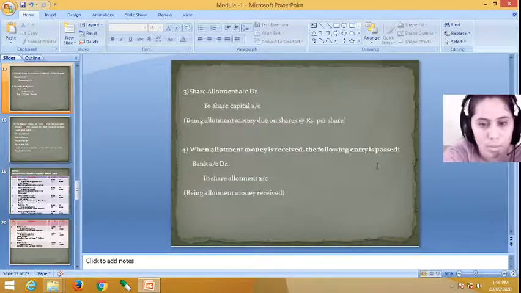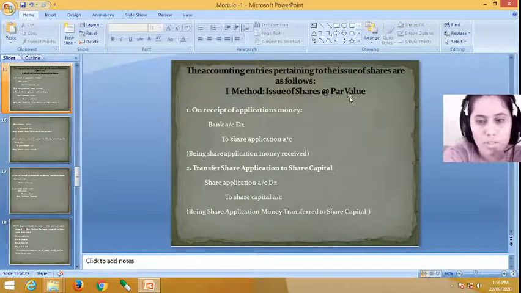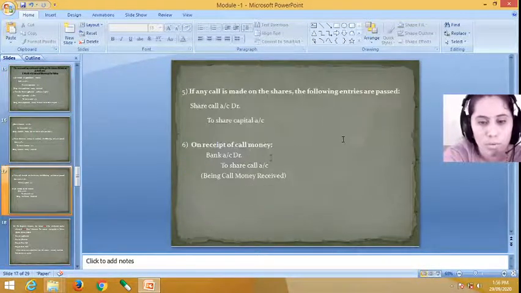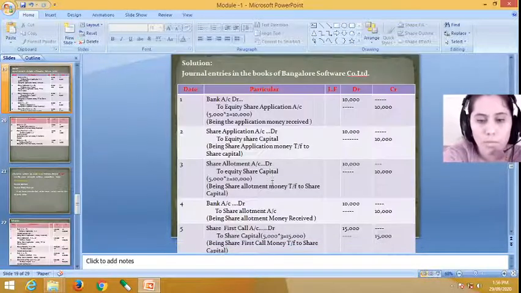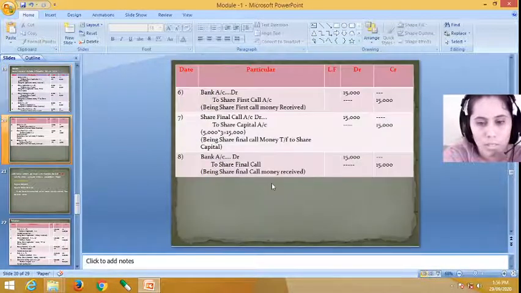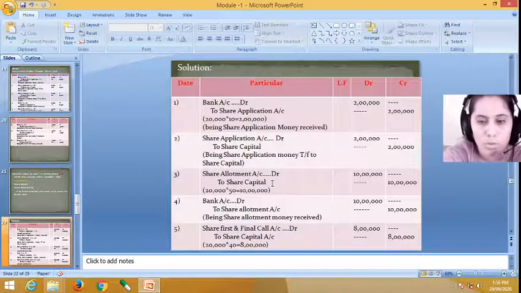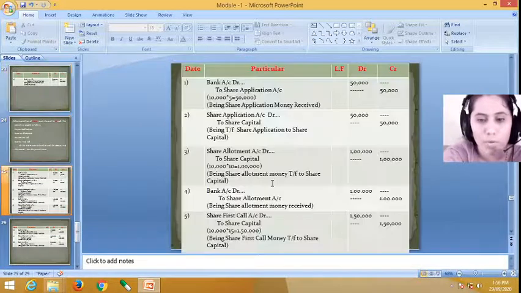So these are the simple problems of issuing shares at the par value. The number of calls depends upon the problem. Here the shareholder is paying the first call and final call money, 2 calls. So the first call and final call, 2 entries each, means total 4 entries.